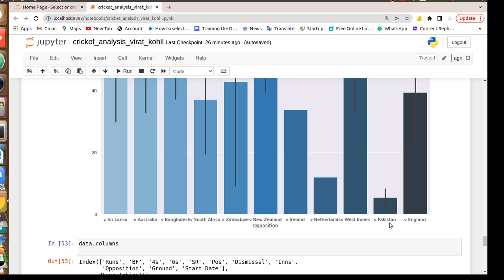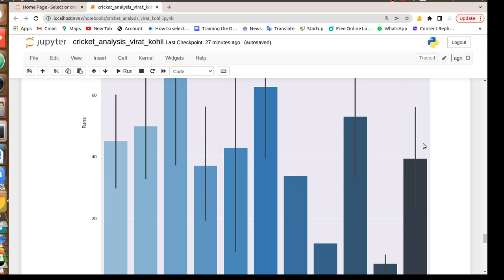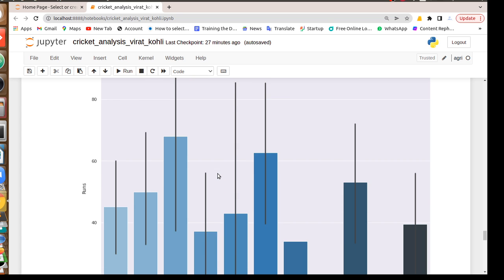versus Pakistan, we play only in World Cups, so we get very few matches. Versus Netherlands also the same thing happens. Versus Ireland also India plays very few matches. But against all other teams, his average is very good. Runs are minimum 30 per match.